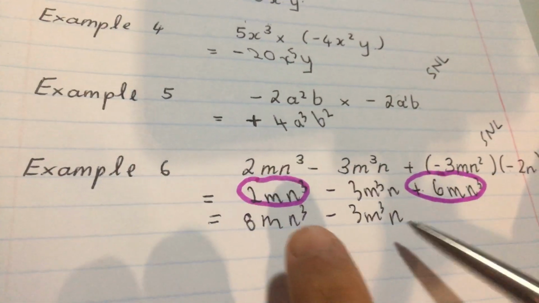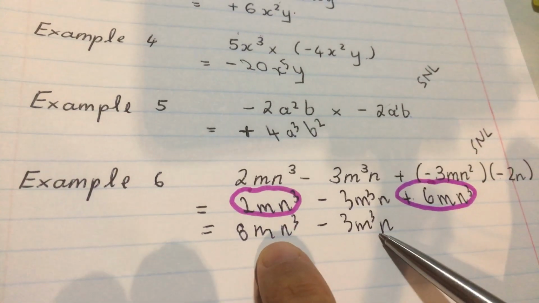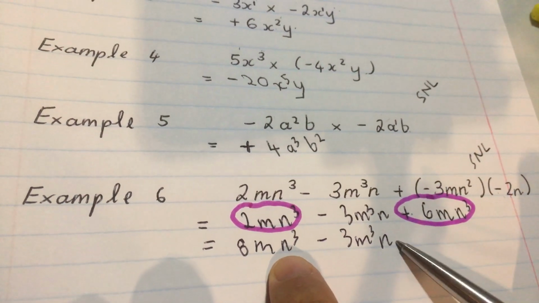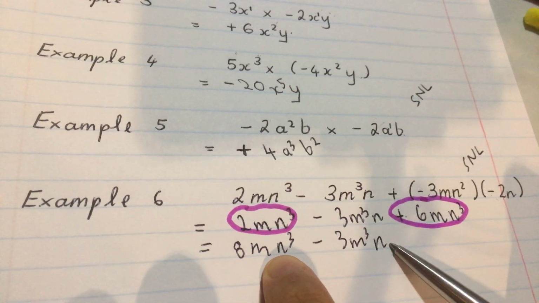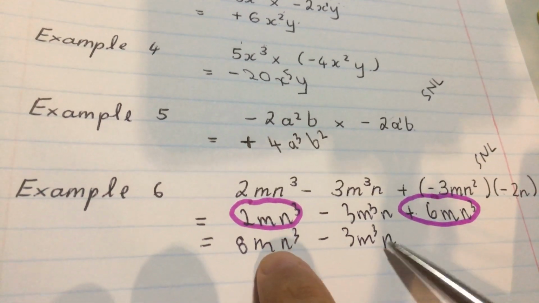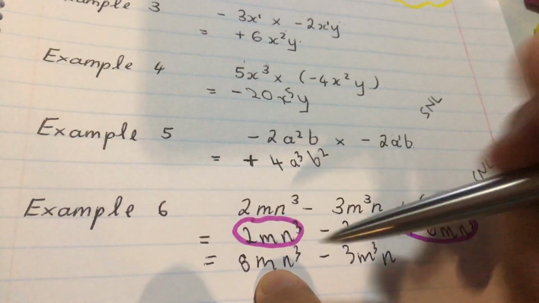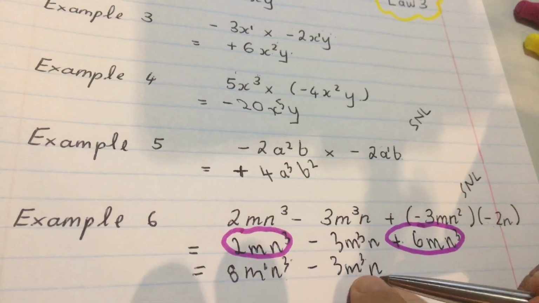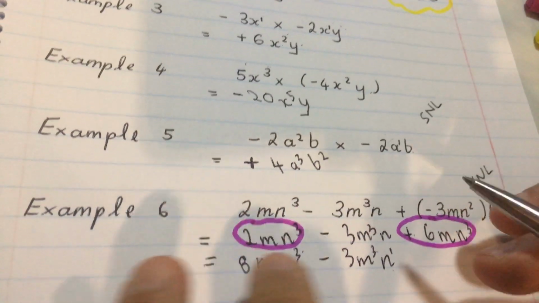Now, let's just ask this question. Are these like terms? Some of you will forget and say, yes, they are, sir. It's m and n and m and n. But the power makes them not the same. Here's m to the power of 1. Here's m cubed. That's n cubed, and here's n to the power of 1. So they're not like terms. So that's your final answer.